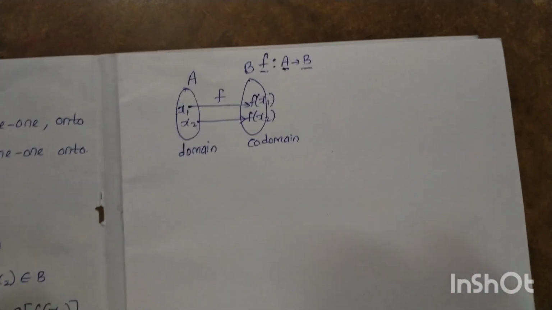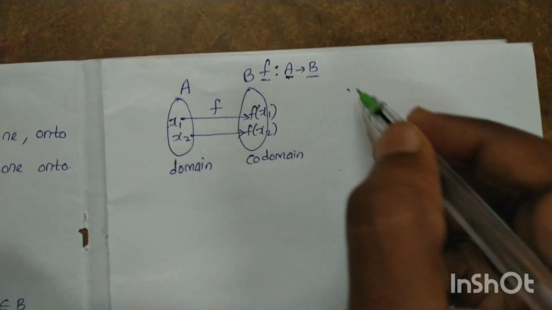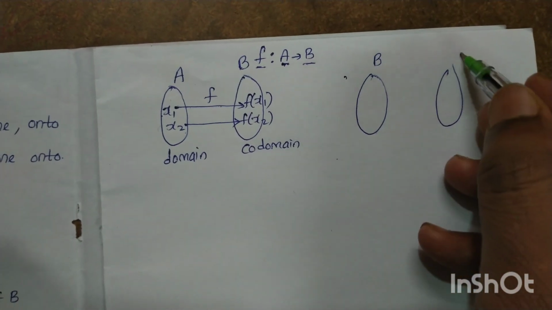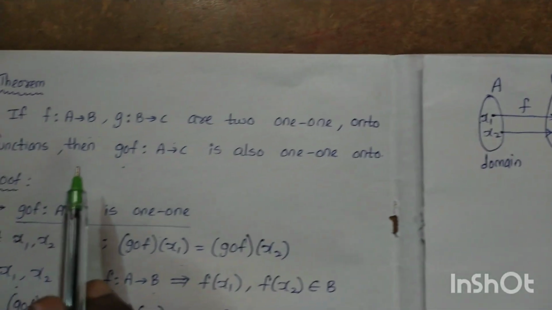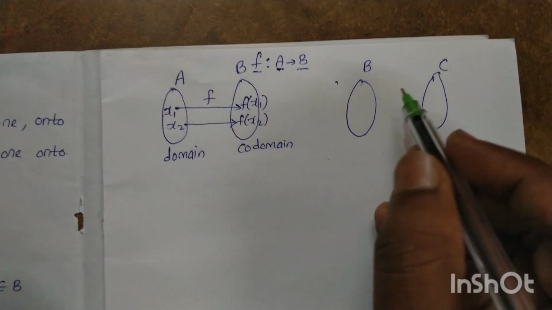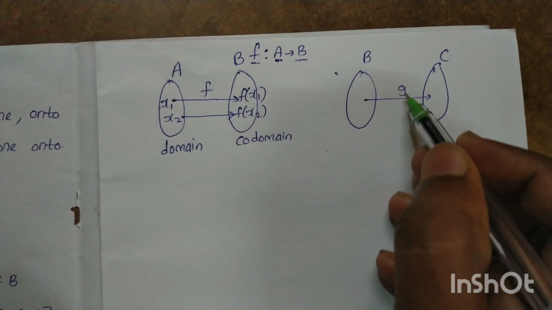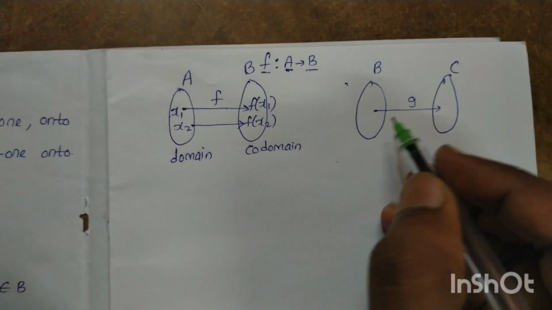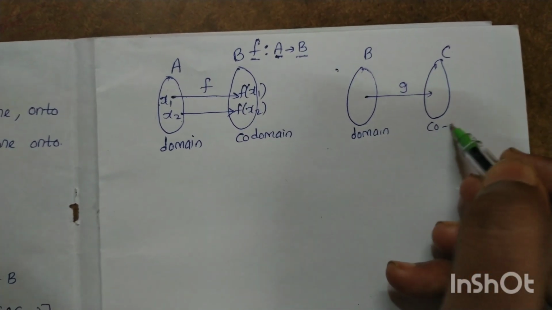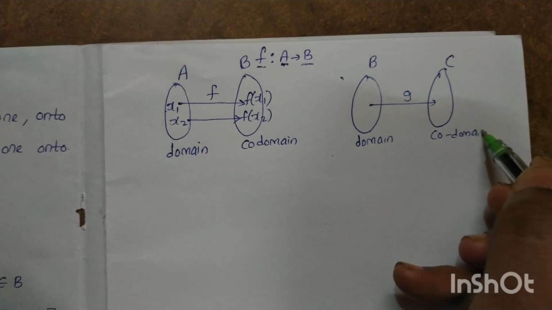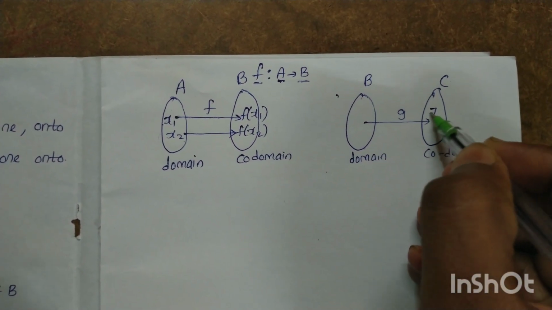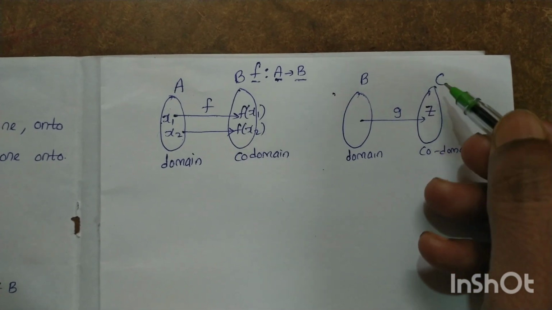Now you see, I am considering the g function. In the question they clearly gave where g is mapping from and to: g maps B to C. So g is mapping from B to C. This is the g function which is mapping from B to C. That means this B now becomes the domain, and this C is nothing but the codomain here. Now here there is one element, called z. So z belongs to C.